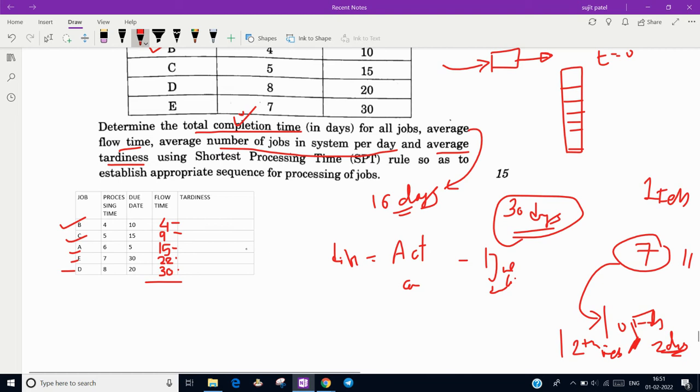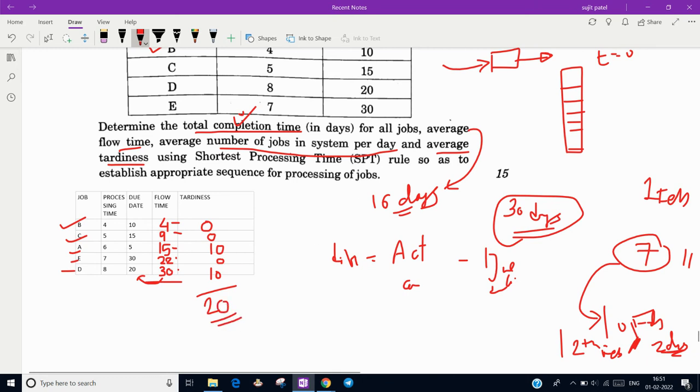So here, in tardiness, if the difference between the actual flow time and due date comes out negative, then take it as 0. So here tardiness is 0 in the first case. Then second, 9 minus 15 is negative, take 0. For A it is 15 minus 5, that is 10, so tardiness is 10. And 22 minus 30 is negative, again 0. And 30 minus 20, the difference is also 10. So the total tardiness is 20.